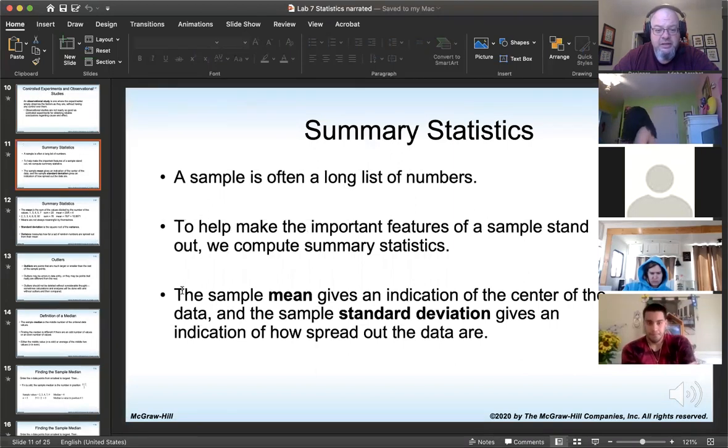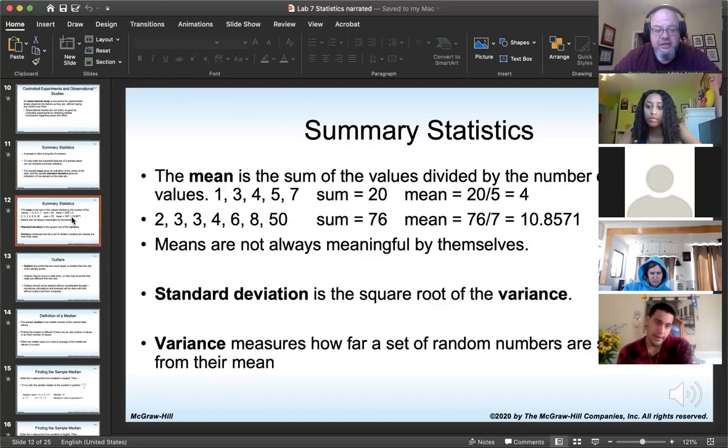So the mean, you guys probably know, as an average, and it gives an idea of the center of data, as well as the median and mode in certain aspects. Now, this term standard deviation, just know for right now how standard deviation and variance are related. Standard deviation is the square root of the variance, and the variance is the square of the standard deviation, that inverse relationship. Both of them really measure how far a set of random numbers spread out from their mean.